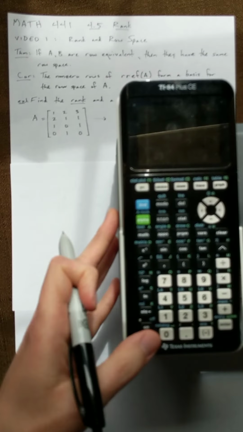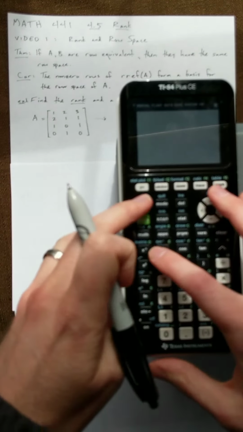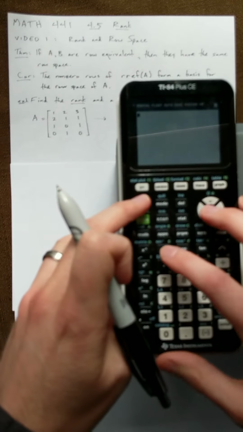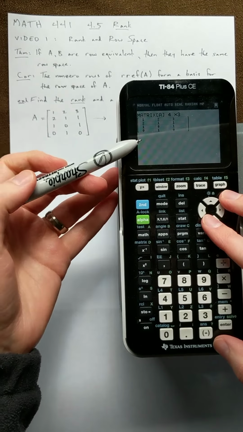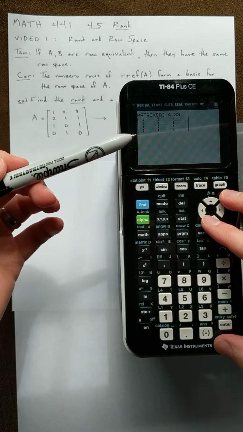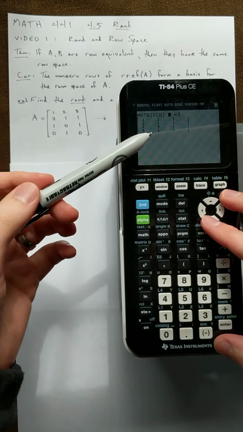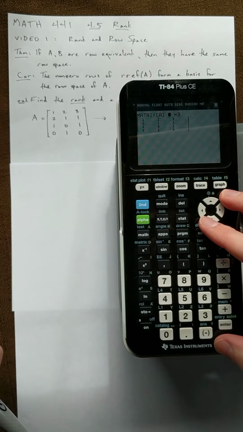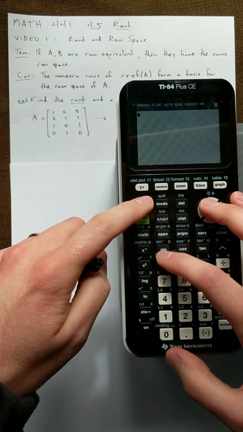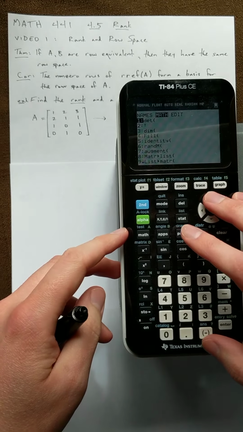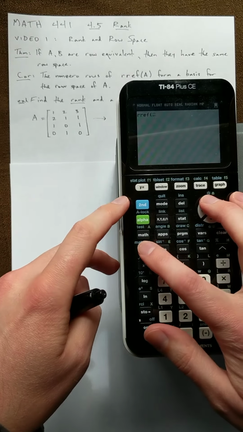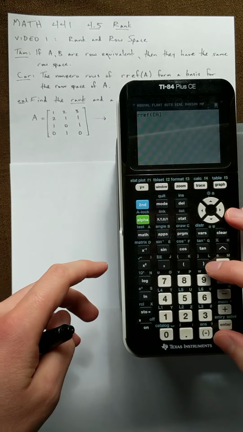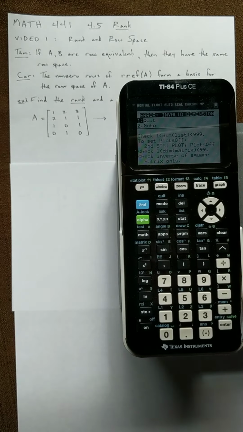So I'm going to pull out my calculator, and I hit matrix, edit, and A is already typed in. I'm not sure how well this is going to show up on screen, but it's exactly the same matrix. So we hit quit, then second matrix, go down to reduced row echelon form, second matrix, A, and if you hit enter, it actually says invalid dimension.